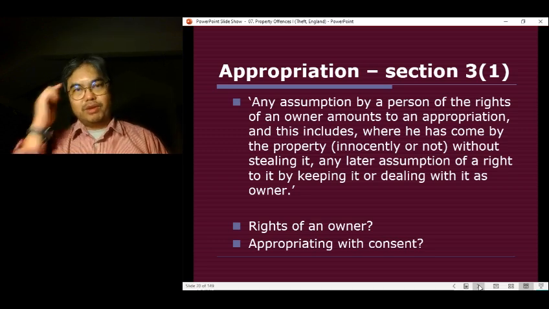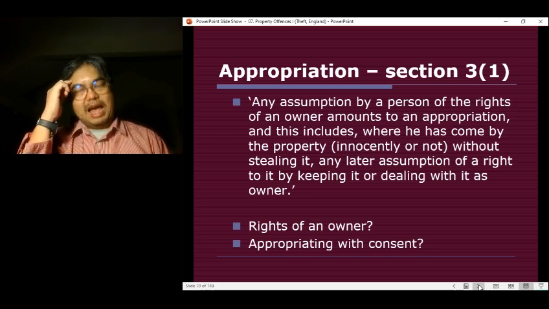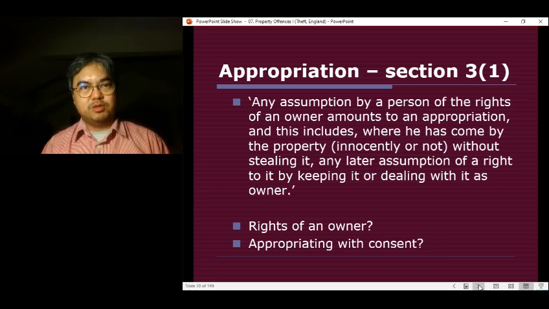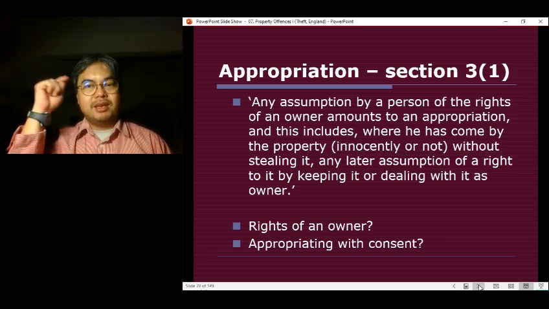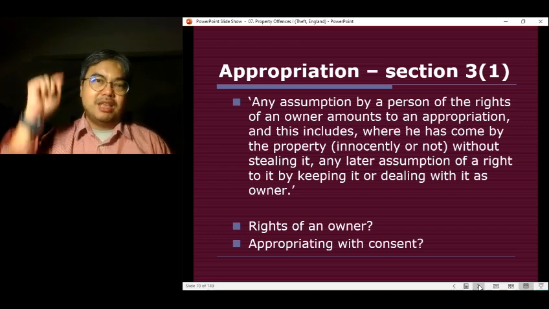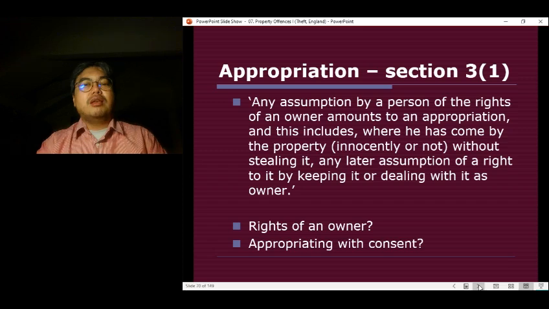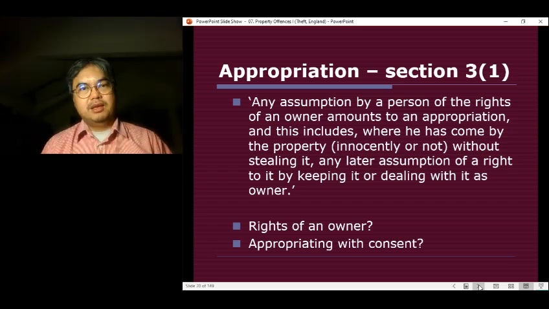So it's nothing to do with assuming. Assuming is what you think. I assume that I have the rights of the owner. It's what you think. So that should come under mens rea. Appropriation is actus reus. So it's not assuming that you are the owner or assuming that you have the rights of the owner. Appropriation is that you take on, perhaps a better way to say it.